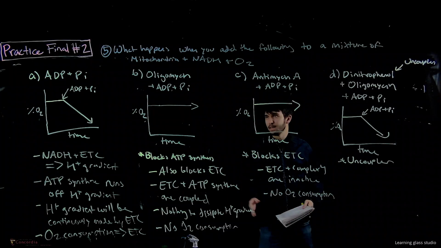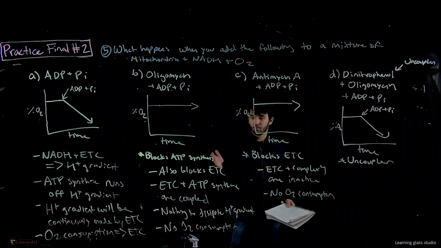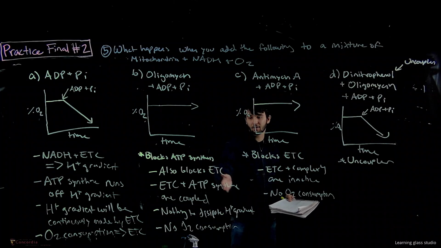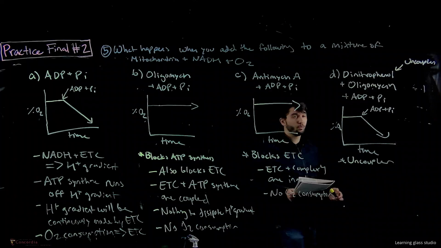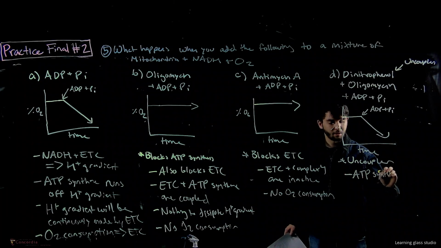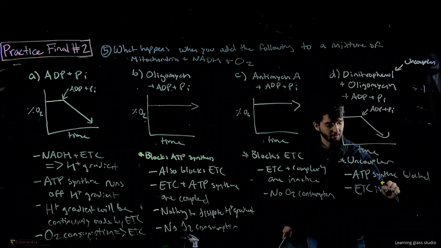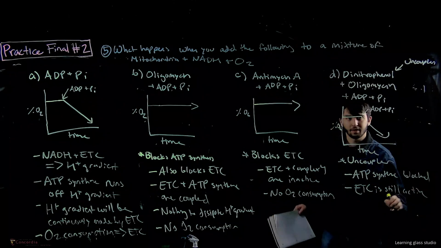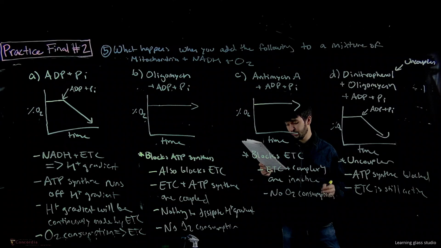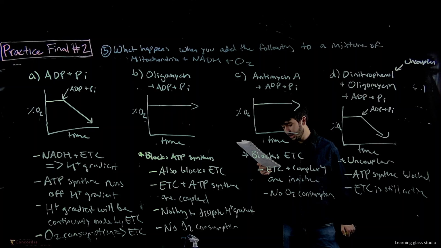So part B showed that when the ETC and ATP synthase are both blocked, or when ATP synthase is blocked, the ETC is also blocked. But when we add the uncoupler, ATP synthase is blocked or inhibited, but the ETC is still active. Why? The uncoupler allows the ETC to run despite ATP synthase being inactive.